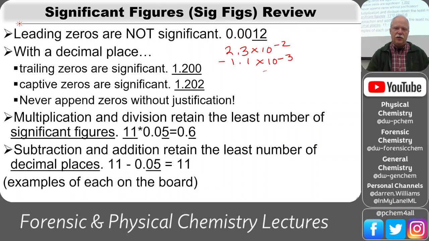Okay. I find it best to convert these all to decimal places. And so how will we get 2.3 times 10 to the minus 2? That's going to be 0.023. And this one is going to be 0.0011. Now it's a little bit more obvious how I'm going to do subtraction.